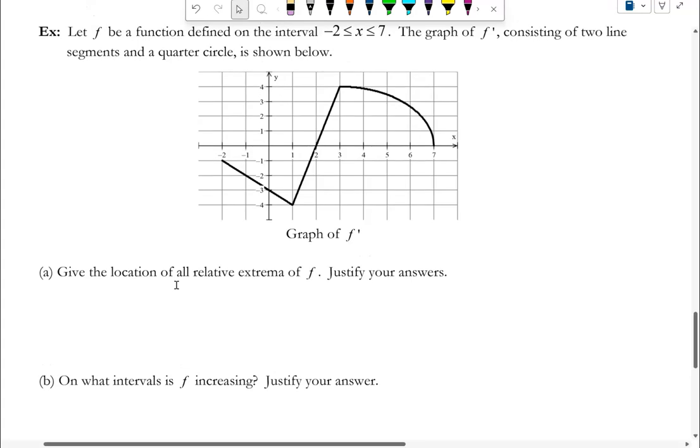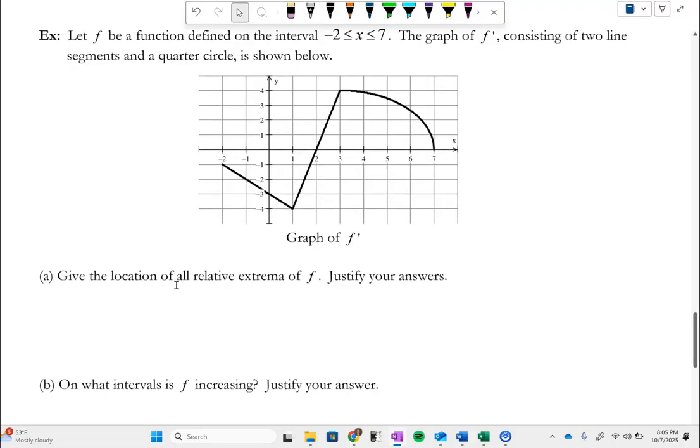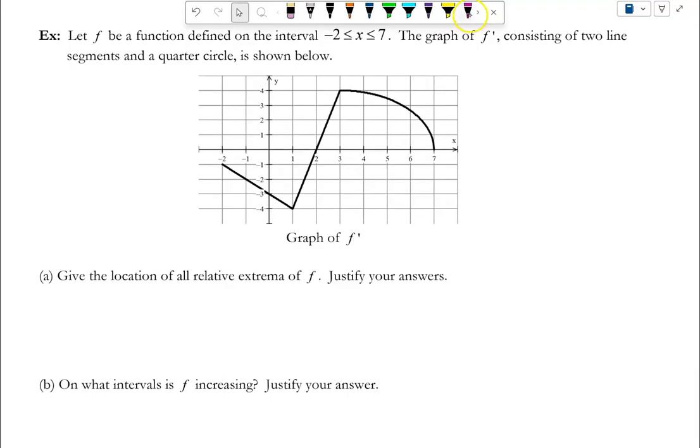All right, so in number 41, the first thing we're asked to do is to give the location of all relative extrema of f. So if I'm looking for relative maxes and mins, I know that I'm looking first for points where f prime is equal to 0, or where f prime is undefined. Well, this is a graph of f prime, and it's never undefined from -2 to 7.